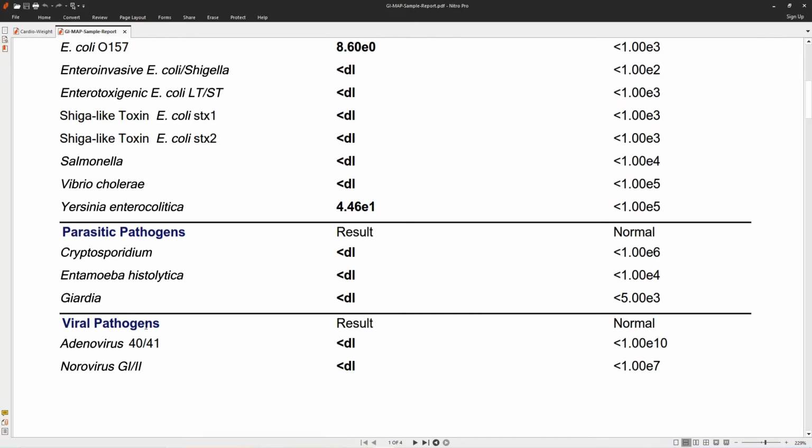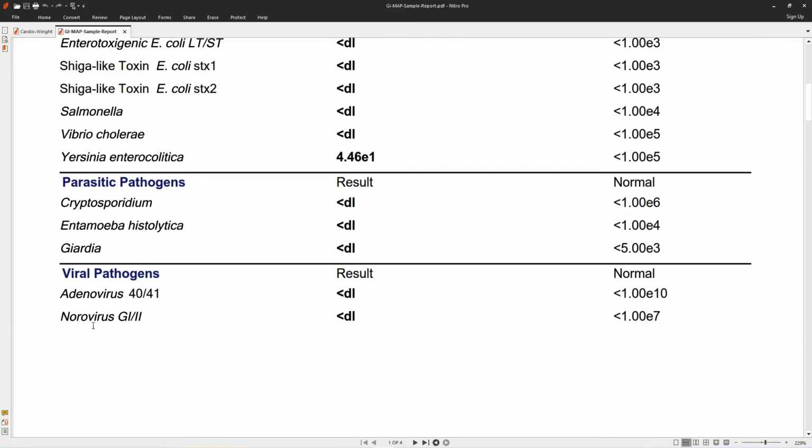Parasitic pathogens, viral pathogens like norovirus. Norovirus is unfortunately contracted if you go into a restaurant and you have some soup, and literally 20 minutes later all of a sudden you have to go and vomit or have diarrhea, really terrible stuff.